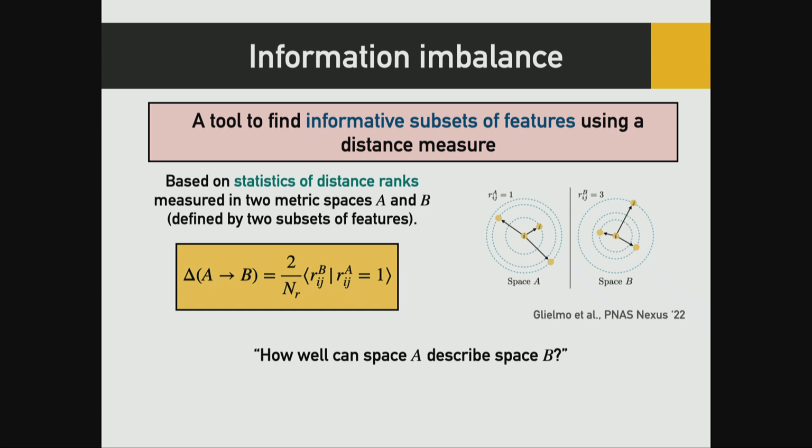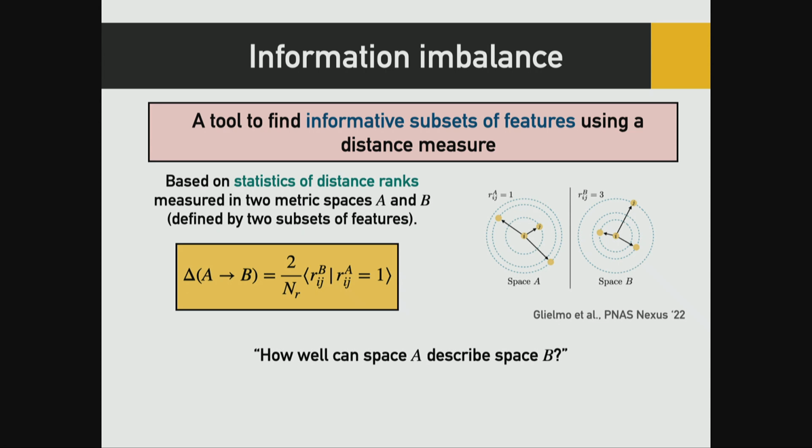Good. So now I'll tell you about this other method, which I think is very interesting, but perhaps is not so well known, at least in the physics community. And this is known as the information imbalance, a method that will give you a tool to systematically find the most informative subsets of features in your data set. And here by features, I mean really the coordinates of your snapshots. So you can think of each snapshot as a data point in a high-dimensional space, and the coordinates of that point are the features that I'm mentioning here.